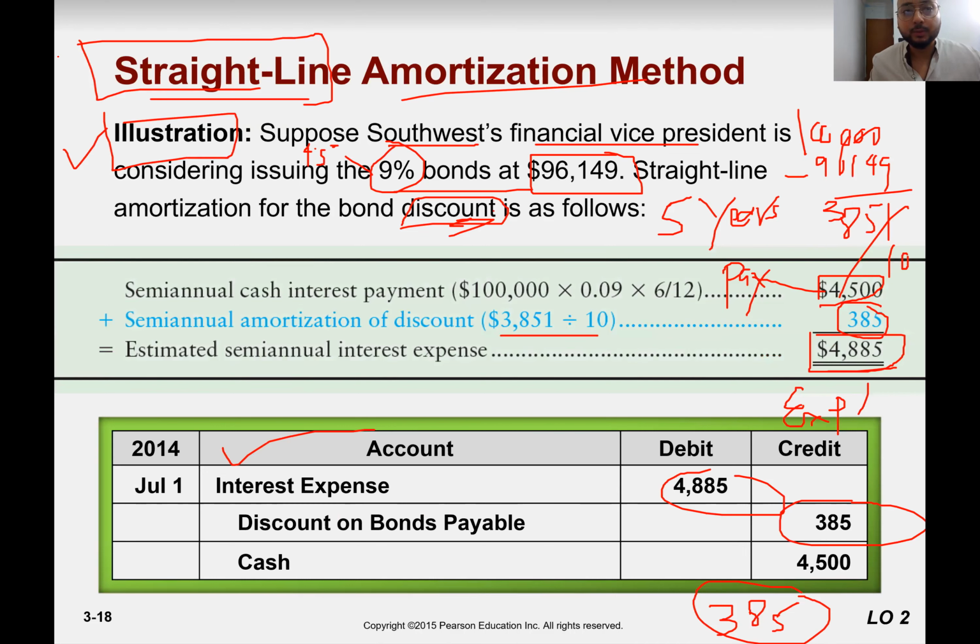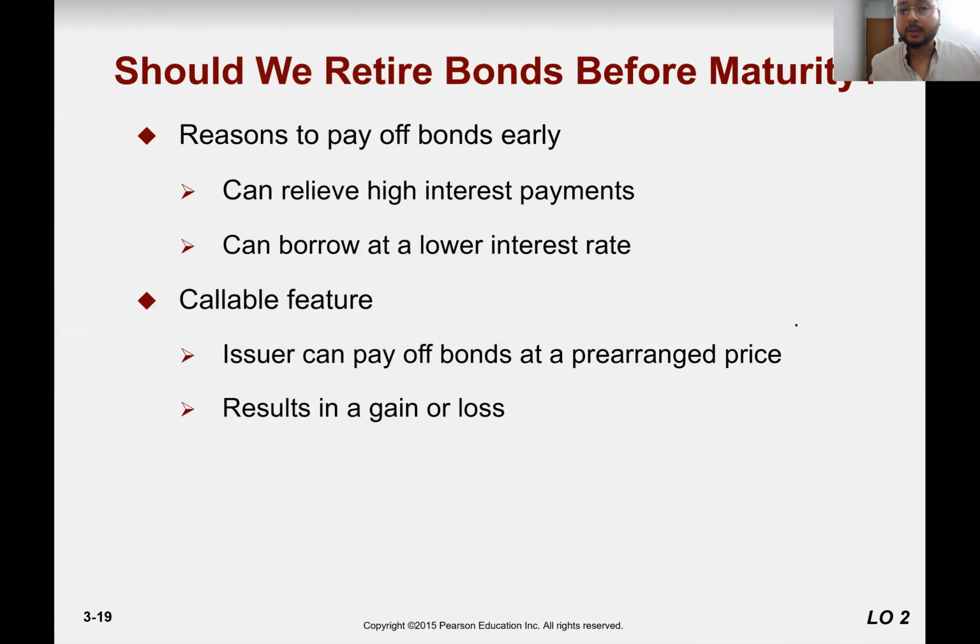right? So the straight line method is just a method to divide equally the amount of discount and the amount of premium. In case of premium, it would be subtracted from the payment. In case of discount, it would be added to the payment, because in discount, interest expense is greater than interest payment. In premium, interest expense is less than interest payment. So this is a small concept. You need to remember that.